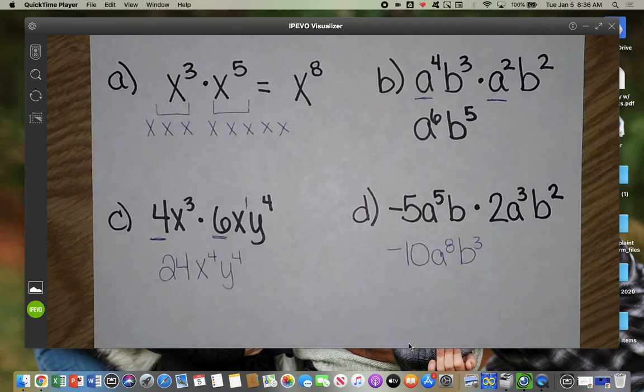Just remember, multiply the coefficients and add the powers.